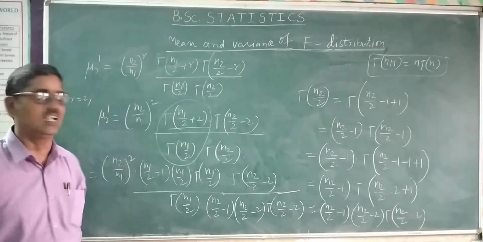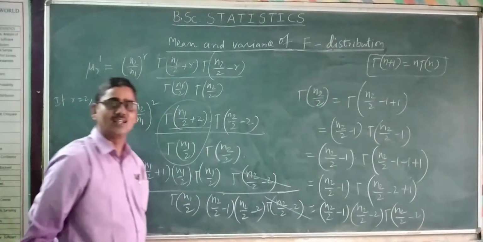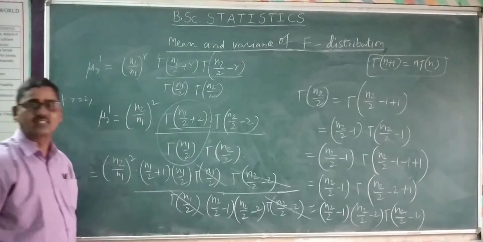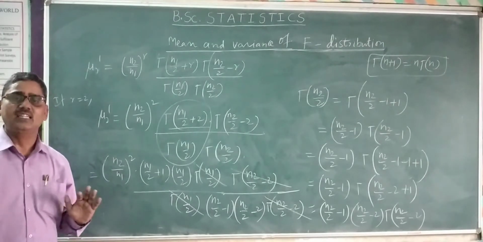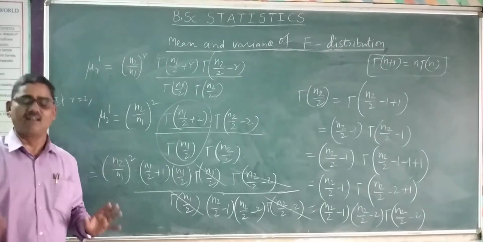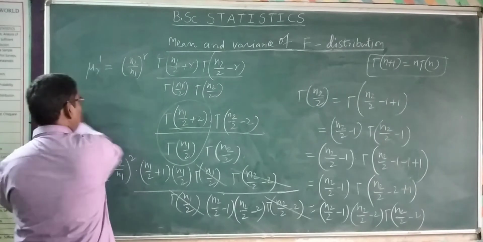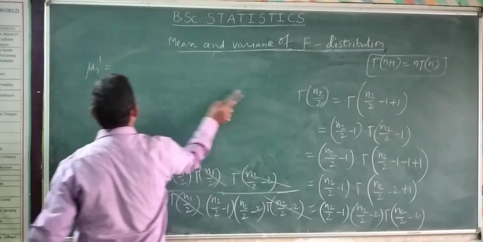So the terms will get cancelled. That is, gamma of n2 by 2 minus 2 will get cancelled, and gamma of n1 by 2 will get cancelled. The remaining values you have to simplify. Do you understand? This is very simple, but you have to understand, right? So right now I am simplifying the value. If you simplify the value, what will you get?